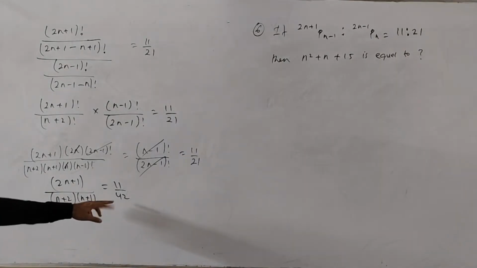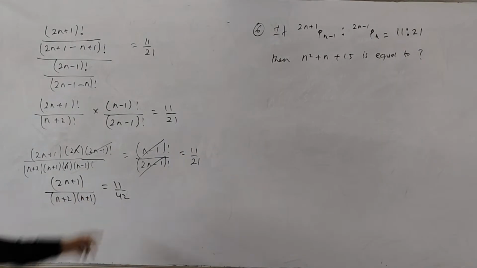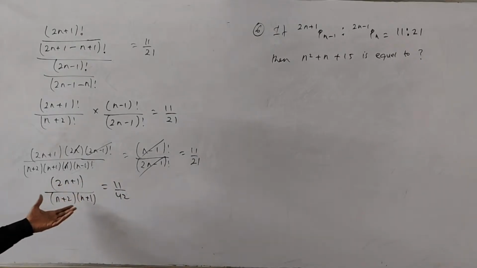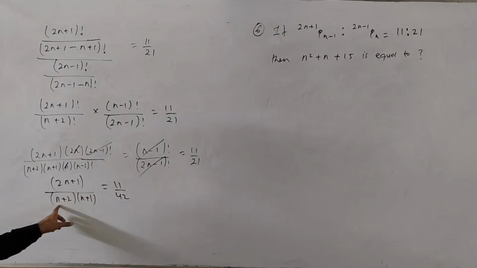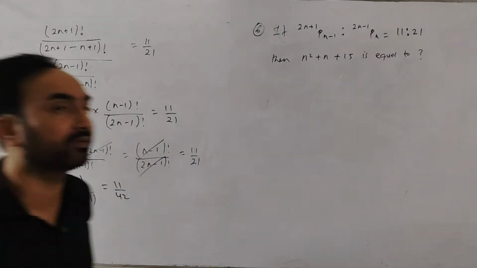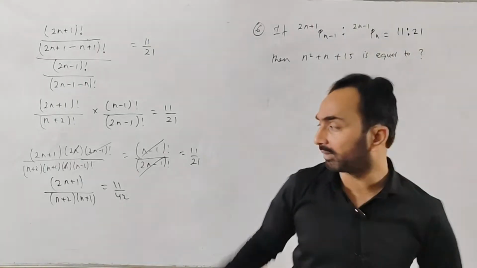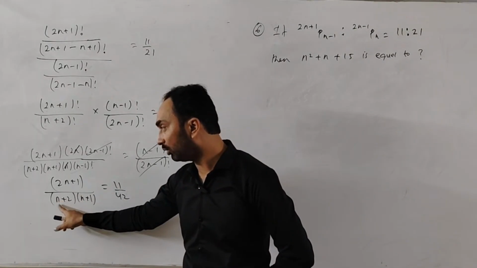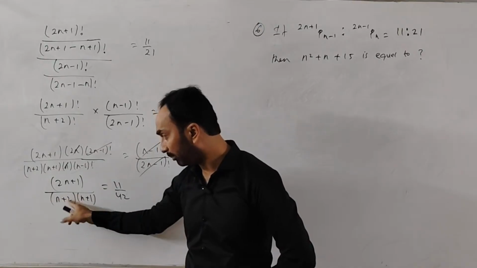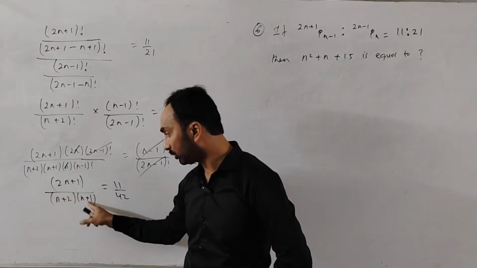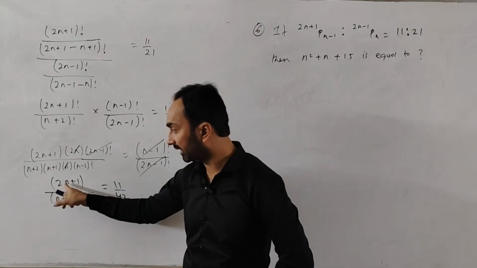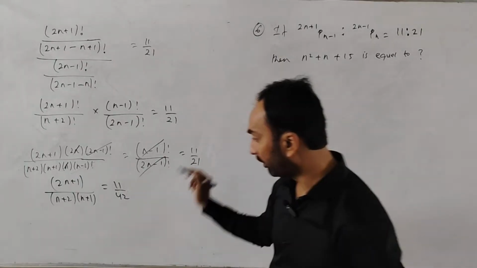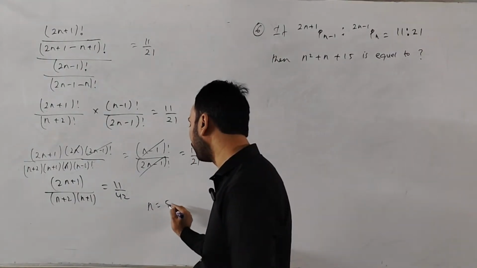Now which two consecutive numbers multiplication will give you 42? I think cross multiplying and then solving will be a waste of time. So you can just observe n plus 2 and n plus 1: two consecutive numbers. And which two consecutive numbers multiply to 42? Obviously 6 and 7, right? So from here the value of n will come 5. 5 plus 2 and 5 plus 1, 7 into 6 is 42, and this is also satisfying the numerator part: 2 into 5 is 10, plus 1, that is 11. So by observation only we can write n is equal to 5.